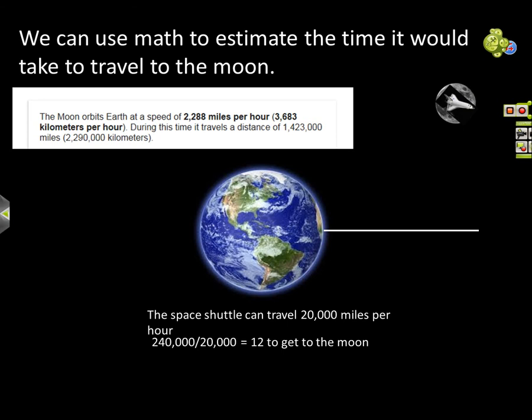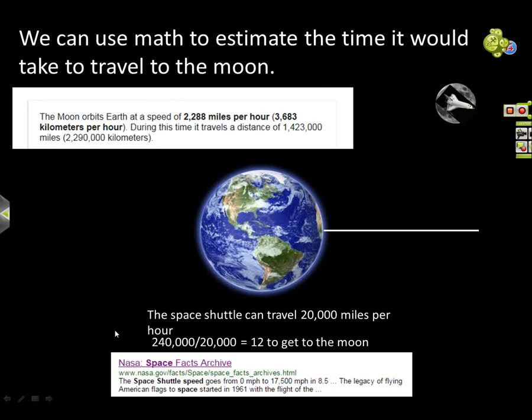Okay, and we did make up the speed of the space shuttle later. We didn't make up the speed of the space shuttle either. This is a little fact from NASA. Yes, 17,500 miles per hour. We rounded to 20,000.